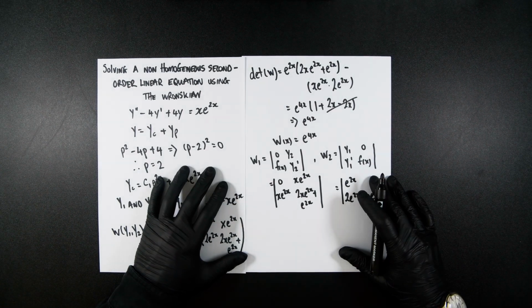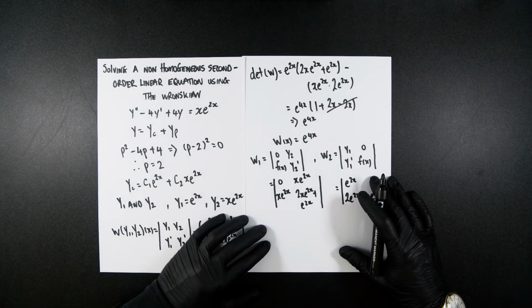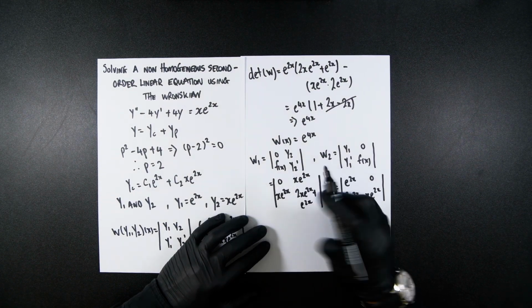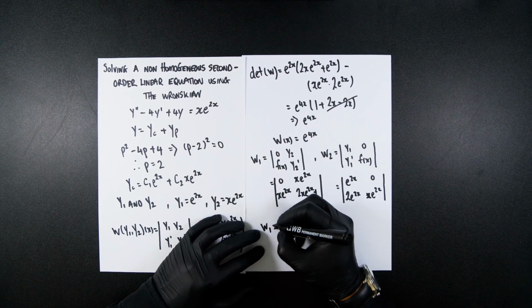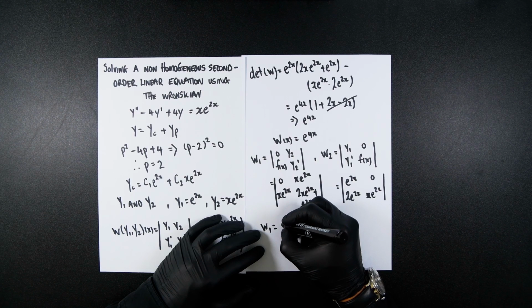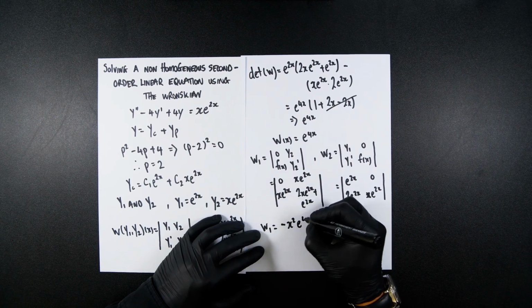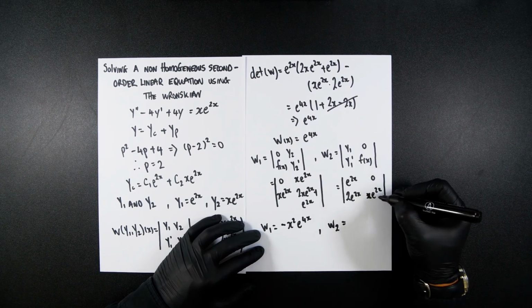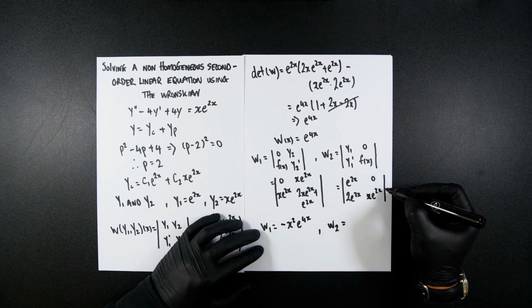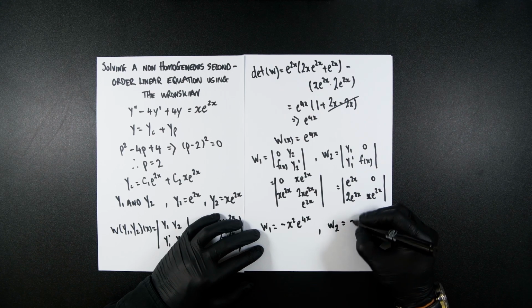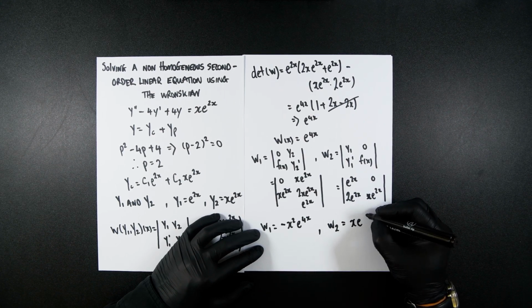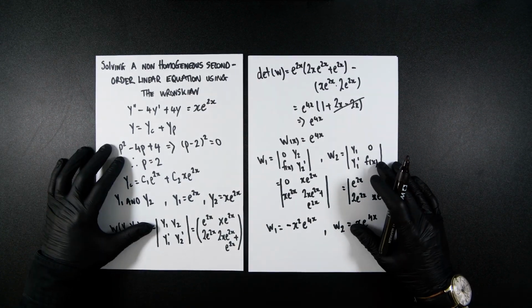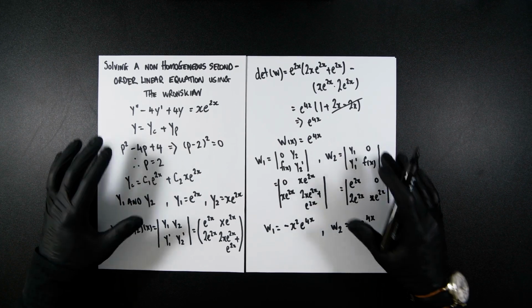And now we're going to do the determinant for each of these. If you do this times this minus this times this, you're going to get W1 equal to minus x squared e to the 4x. And W2, if we do the determinant of this, is e to the 2x times x e to the 2x minus this, which is obviously going to be 0. You're going to get x e to the 4x. Bear with me, because now that we've done this, we can move over to the next part.